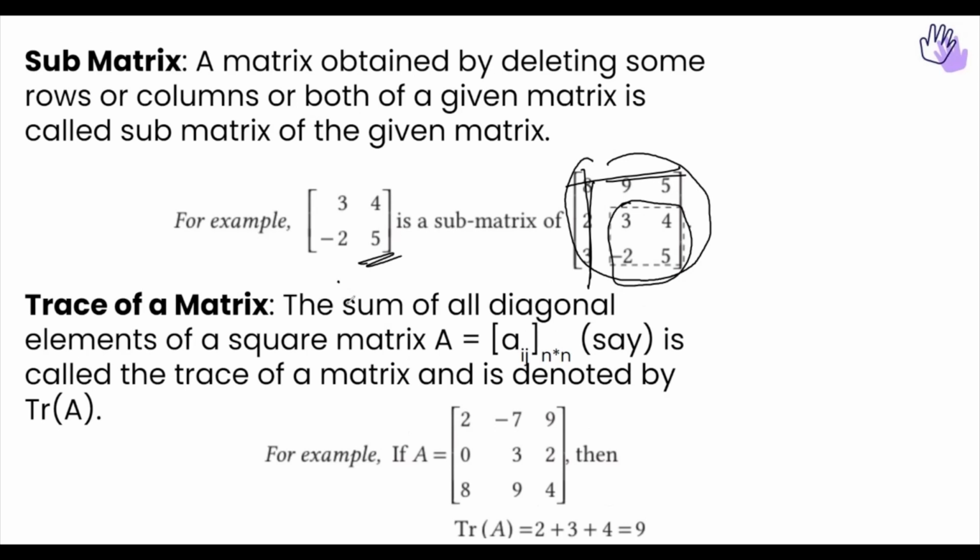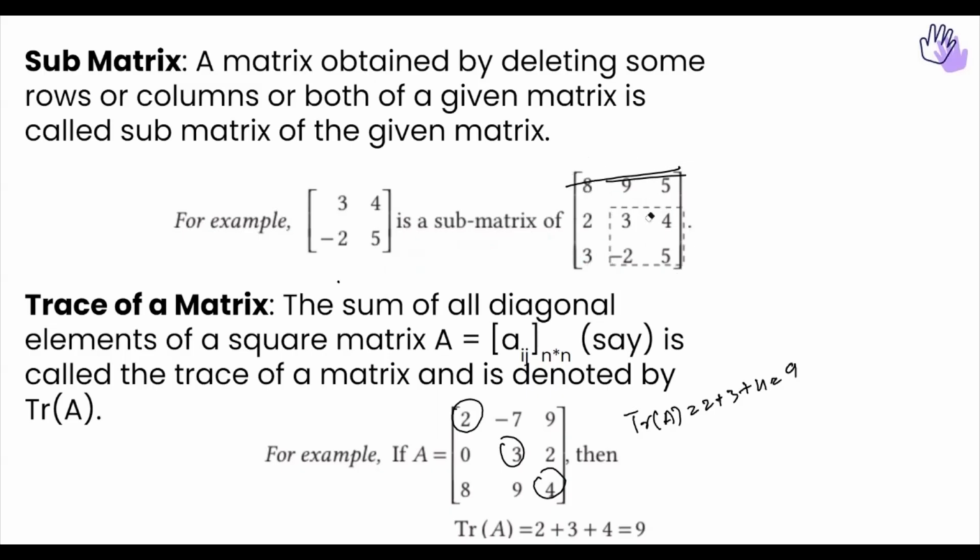What is the trace of a matrix? The sum of all diagonal elements of a square matrix is called the trace of a matrix. Remember, it should be a square matrix, and the sum of all elements in the diagonal. So 2, 3, 4. What is the trace of this particular matrix? Trace of A will be 2 plus 3 plus 4, which is equal to 9. It is denoted by tr(A). So trace of A is basically the sum of all the elements present in the diagonal. That is how you get the trace of a particular matrix.